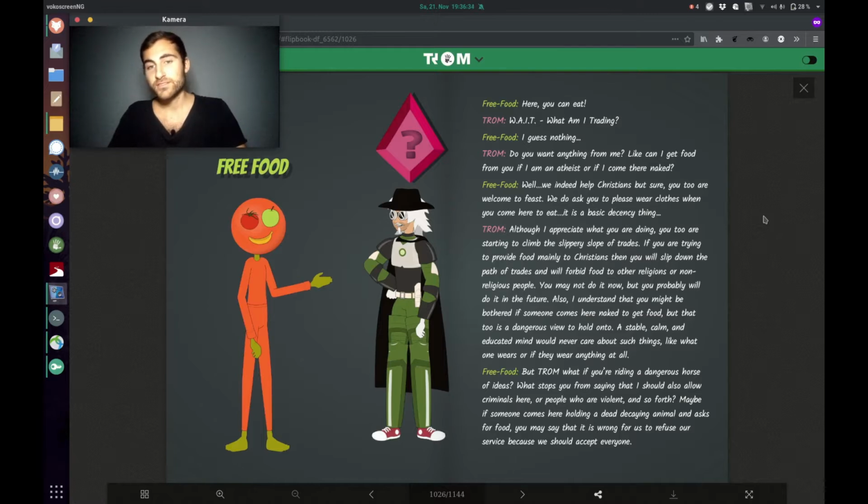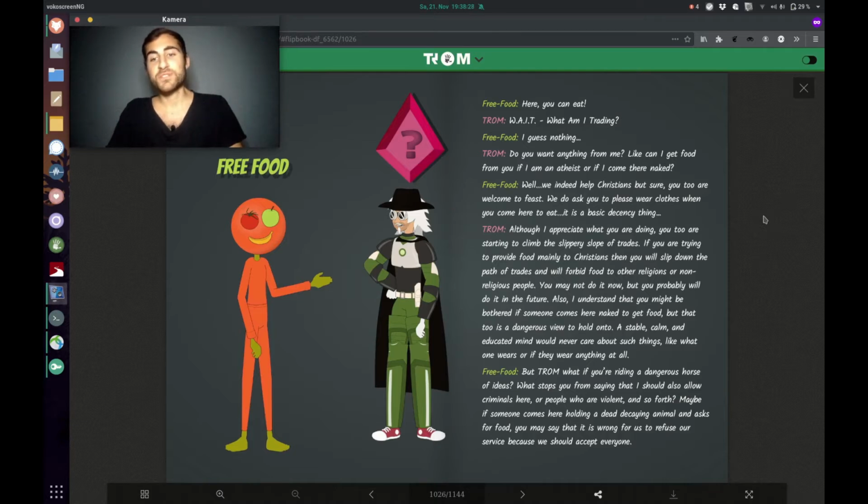And the TROM superhero says, although I appreciate what you are doing, you too are starting to climb the slippery slope of trades. If you are trying to provide food mainly to Christians, then you will slip down the path of trades and will forbid food to other religions or non-religious people. You may not do it now, but you will probably do it in the future. Also, I understand that you might be bothered if someone comes here naked to get food, but that too is a dangerous view to hold on to. A stable, calm and educated mind would never care about such things, like what one wears or if they wear anything at all.